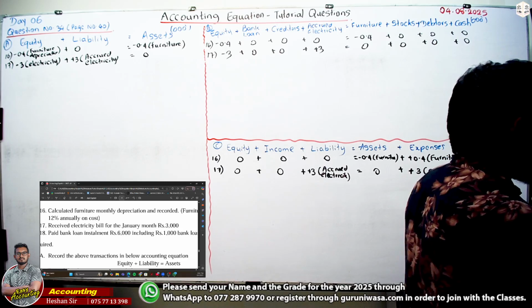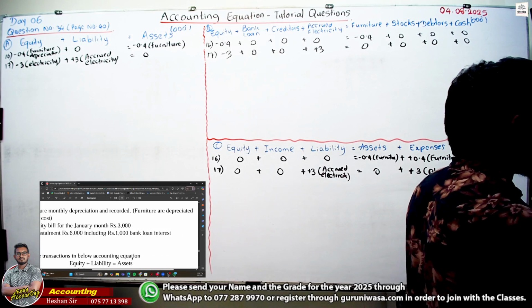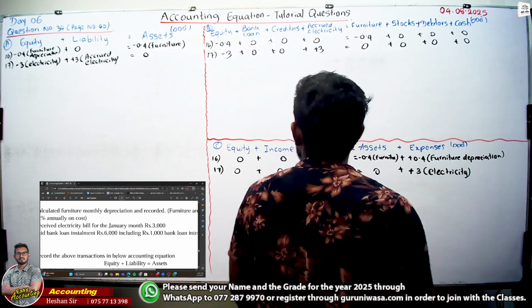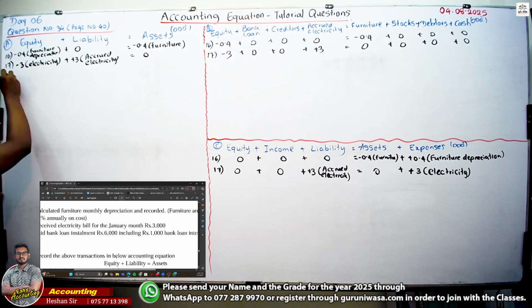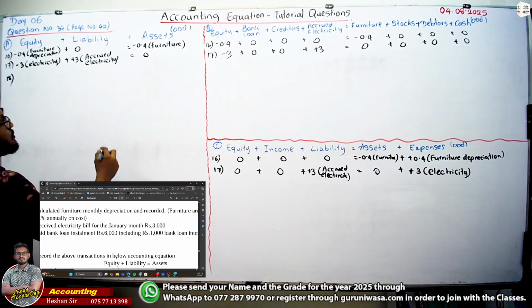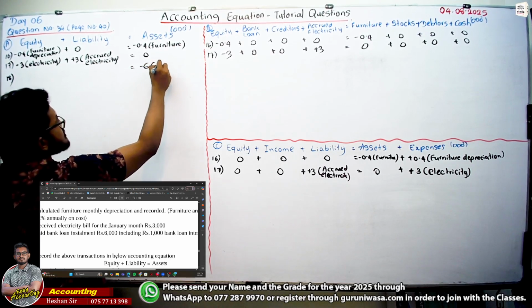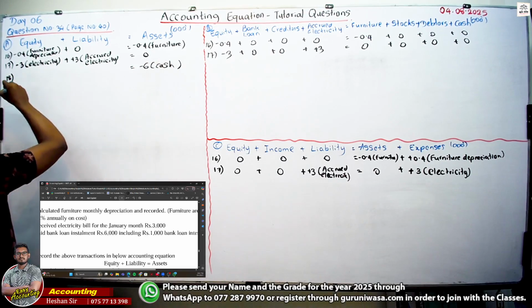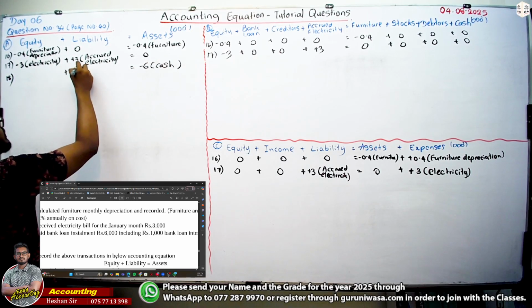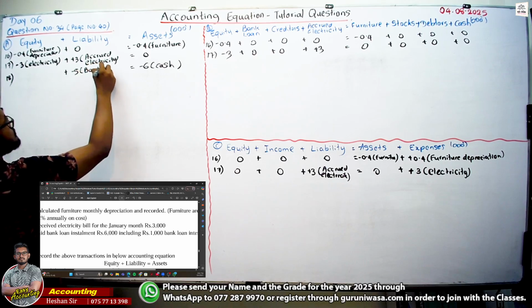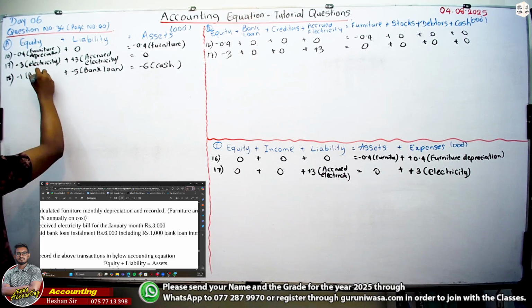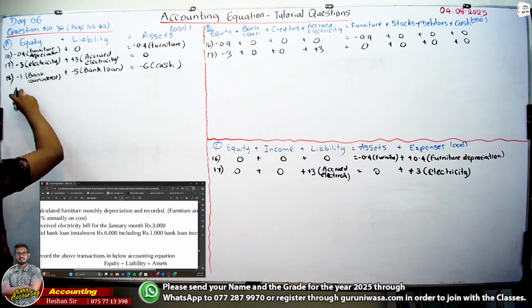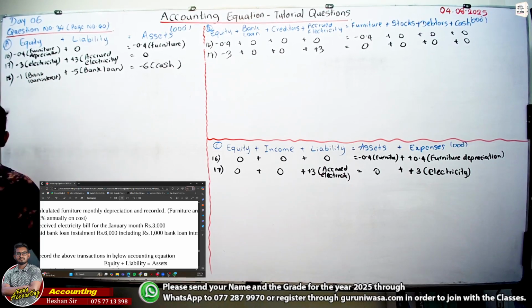Paid bank loan installment 6,000, including 1,000 bank loan interest. Last one. Totally we pay 6,000 cash. Out of this, our bank loan liability decreases by 5,000. So 1,000 is the bank loan interest. All are reducing. Now minus minus we can plus. So the total in here is minus 6,000.